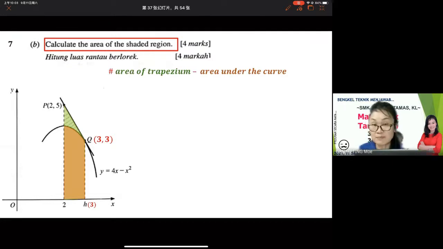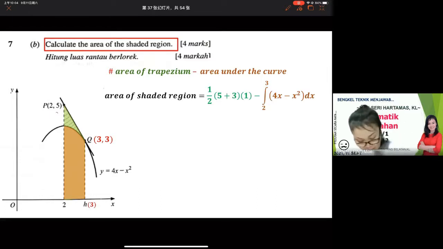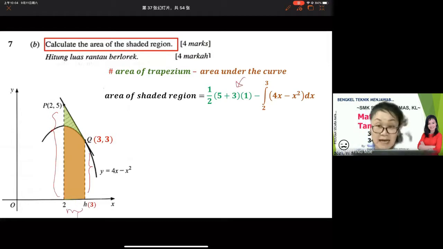Area of trapezium minus area under the curve. So what is the area of trapezium? You recall the formula, which is half. The length of this is 5, the length of this is 3, and the height of this is 1. You sub into the formula of trapezium, green color. And the integration under the curve is from 2 to 3 for this function. Fine. That's what you said.